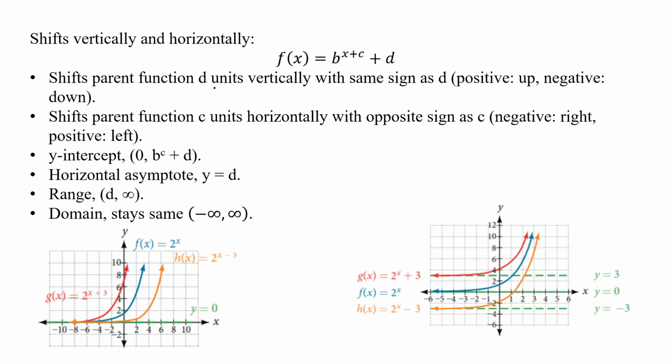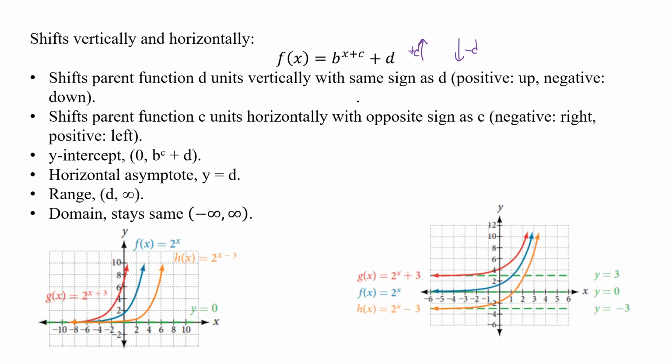So shifting parent functions d units vertically, with the same sign as d. So if d is positive, we move up. If d is negative, we move down. So that's a negative d, that's a positive d, and we'll put d there. Okay, so that's how that's going to work. We're just going up or down. And then it's going to shift the parent function c units horizontally, with the opposite sign of c.